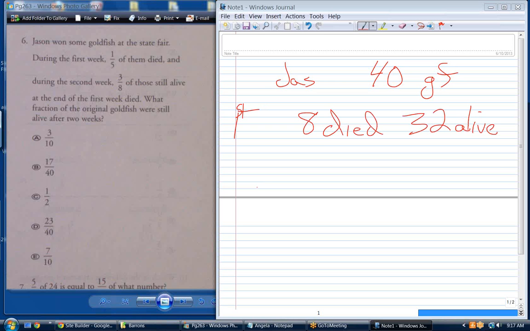You'll notice that an awful lot of these problems, they don't tell you died or alive. They're all constructed so you have to kind of figure out the other end of it in each case. Okay, and then 12 more died, leaving us with 20. So the answer would be a half. Good.